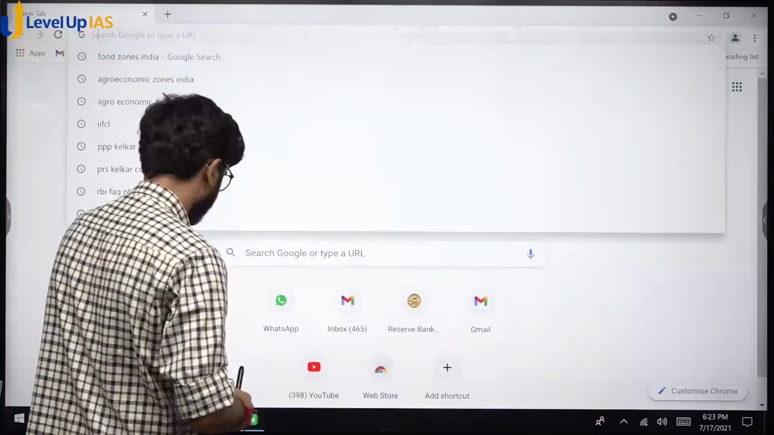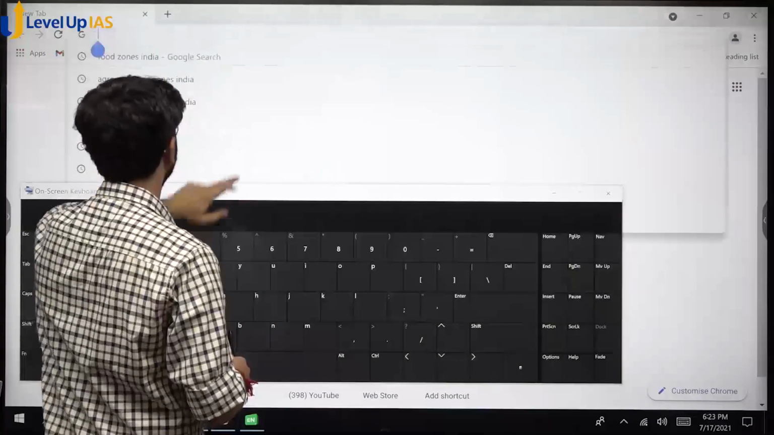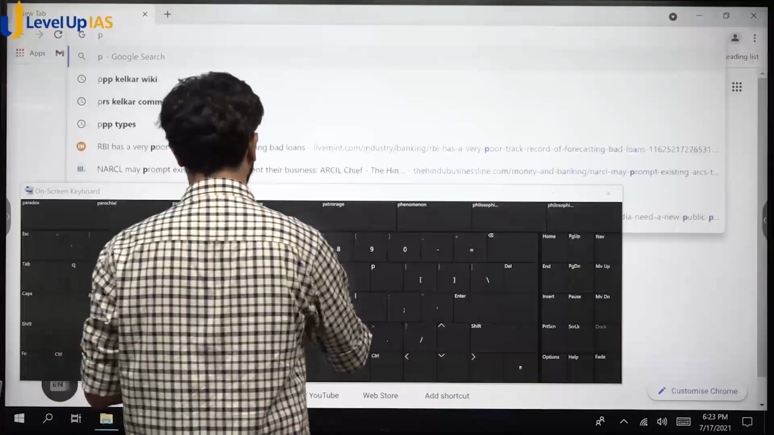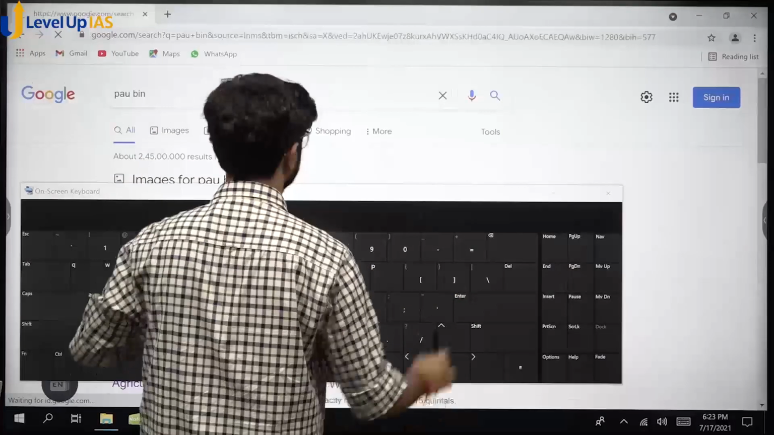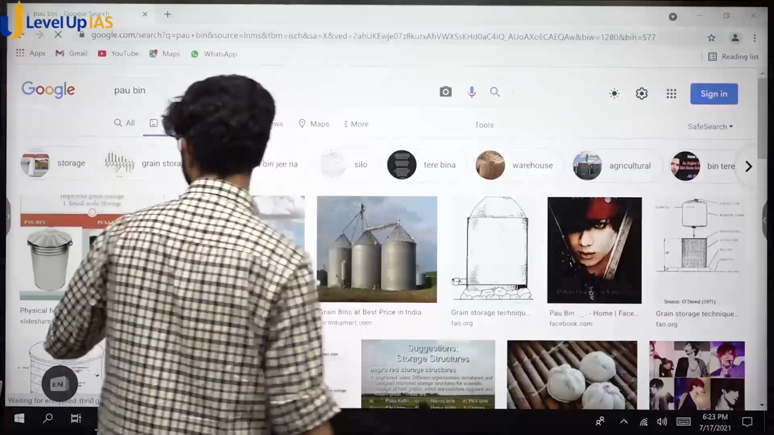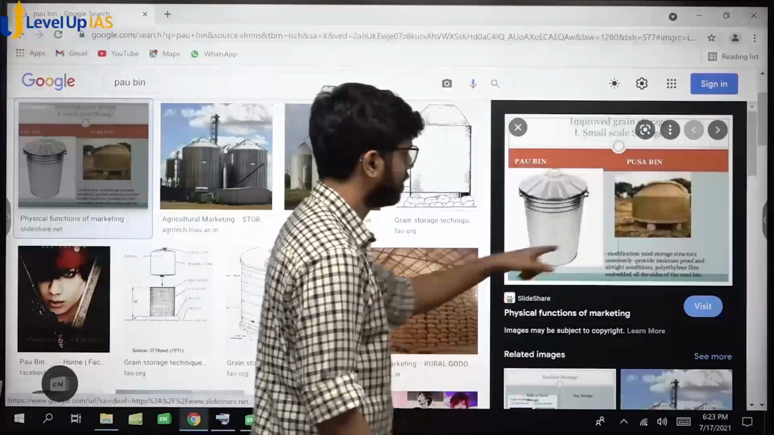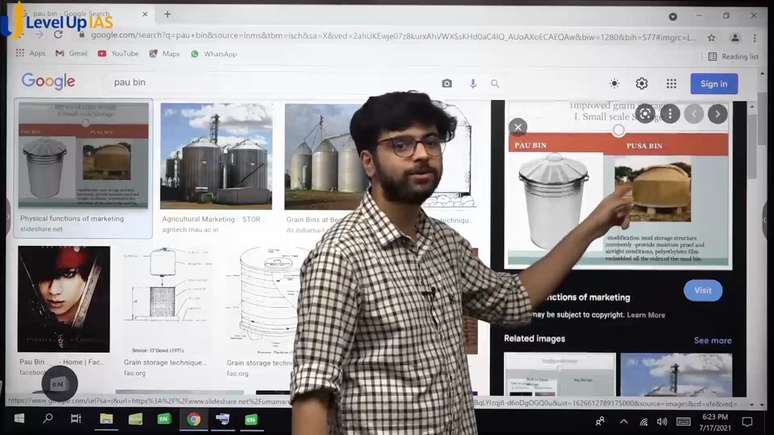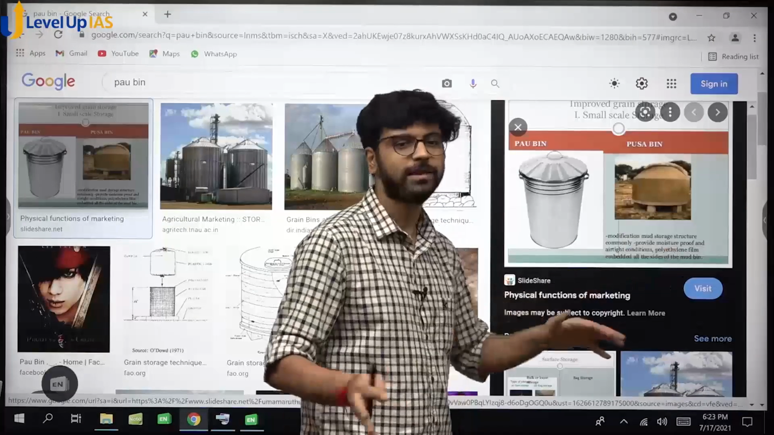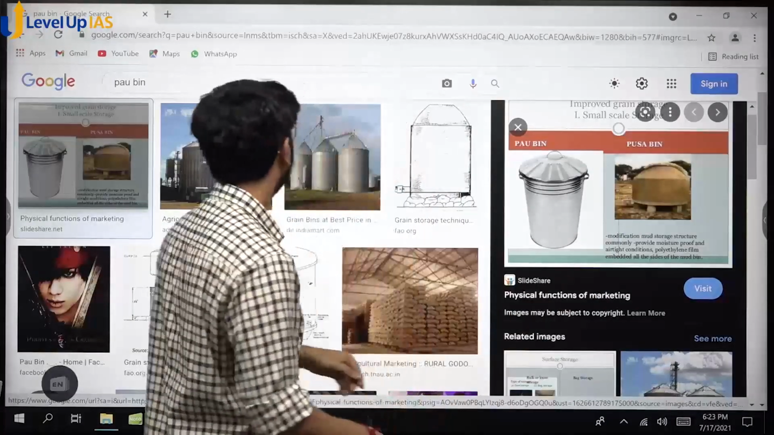What was the first storage we saw? Pusa bin or PAU bin. See this. Little storages, Pusa bin and PAU bin. This is a mud storage. Small scale storage.